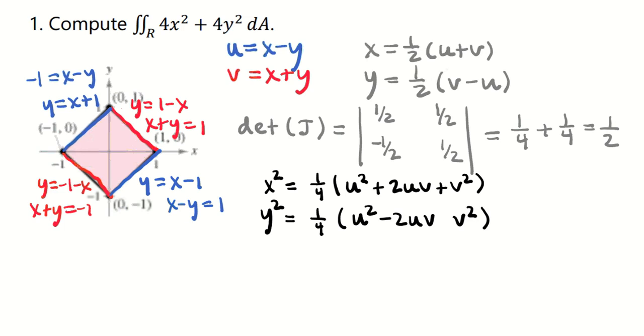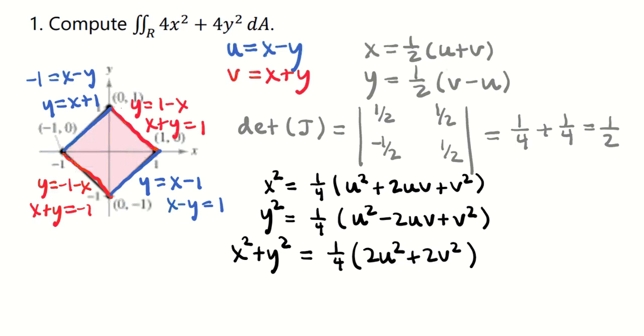Then if I put x squared plus y squared together, that will be equal to 1/4 of 2u squared plus 2v squared. And 4 times x squared plus y squared would just be equal to 2u squared plus 2v squared.